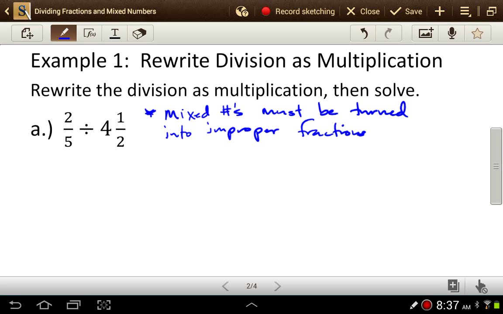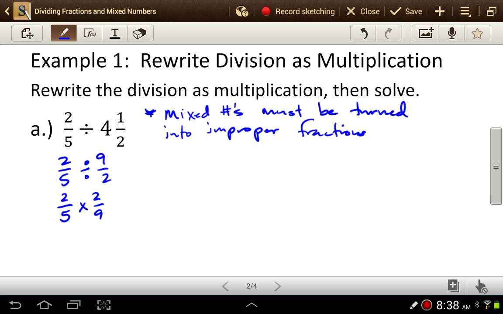So, first thing I'm going to do in this first example A, 2/5 divided by 4 1/2, is I'm going to turn 4 1/2 into an improper fraction. So I'm going to rewrite this as 2/5 divided by 4 times 2 is 8, plus 1 is 9, 9/2. Now I'm going to rewrite it as multiplication. That's the same as we did the last lesson.